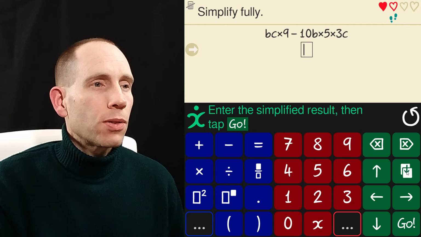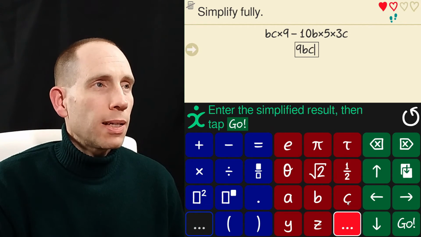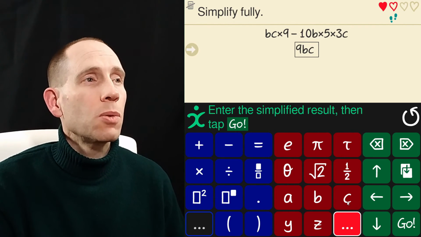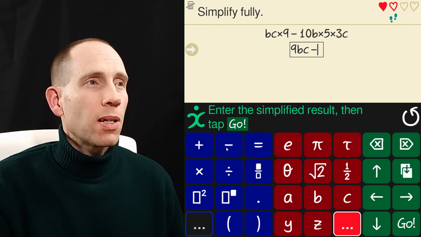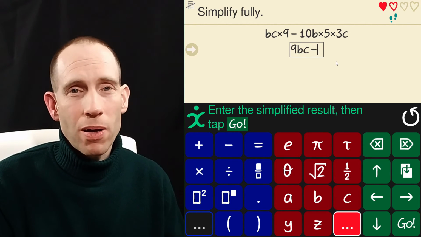Right, let's try. So that first term is 9bc. I've just got rid of the multiplication sign, don't need that. We just write the letters and the numbers next to each other. Second term starts with a minus. So if you're simplifying within a term, always good to look for that plus or minus first.